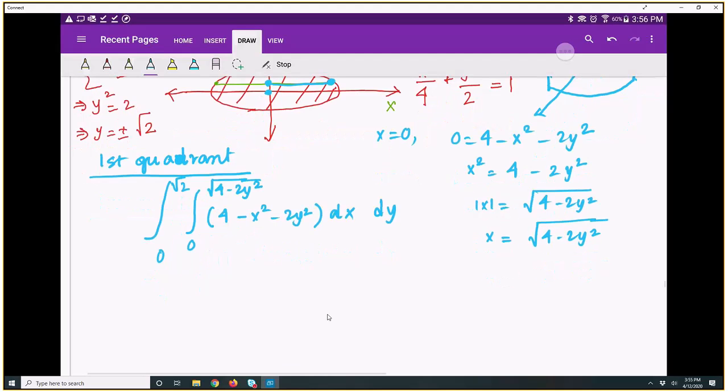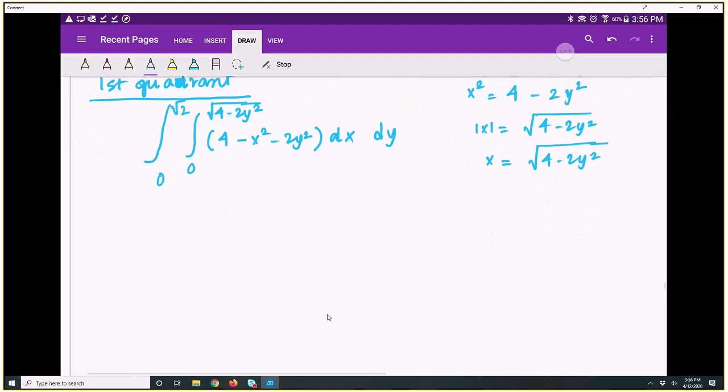And then I will start integrating this function. So I will get the integral from 0 to square root of 2, and then I'm integrating with respect to x. So I'm getting 4x minus x to the power 3 over 3 minus 2y squared x. And this is going to be evaluated from the limit 0 to the limit square root of 4 minus 2y squared.